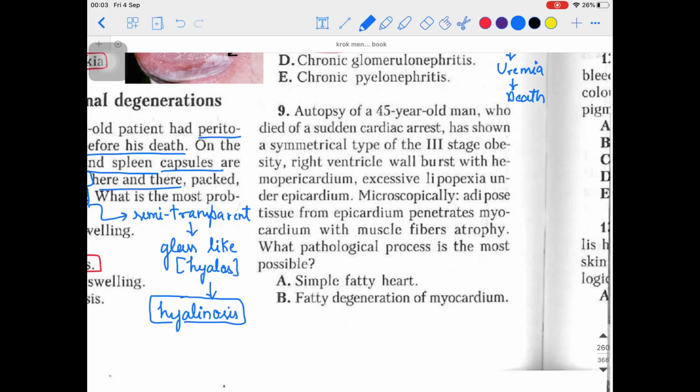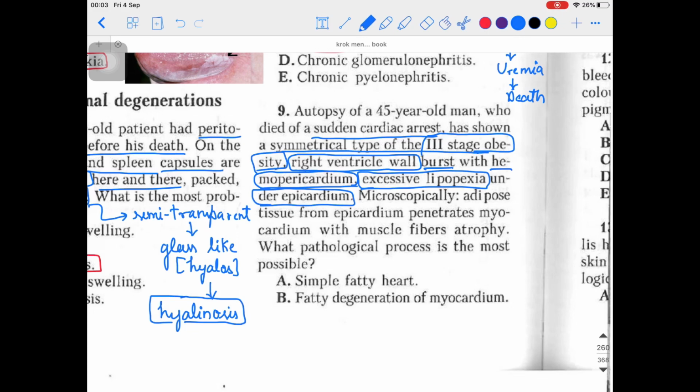Look, they're talking about a sudden cardiac arrest. They're talking about a symmetrical type of third stage obesity. Right ventricle wall burst with the hemopericardium. They are talking about which layer of the heart? Pericardium or epicardium, right? Excessive lipomatosis, the most important term in this question. Lipo means fat, under epicardium.